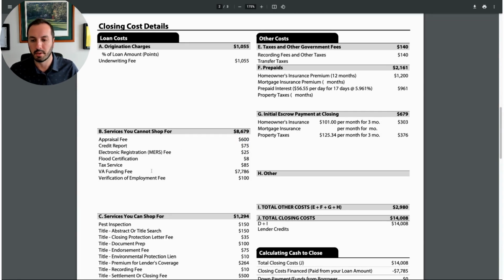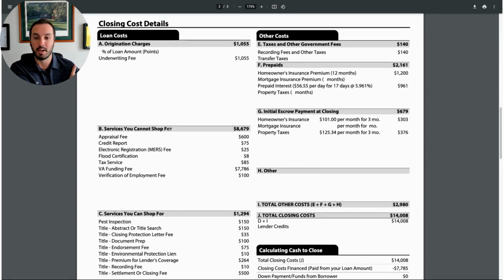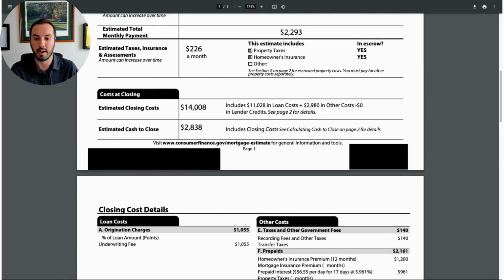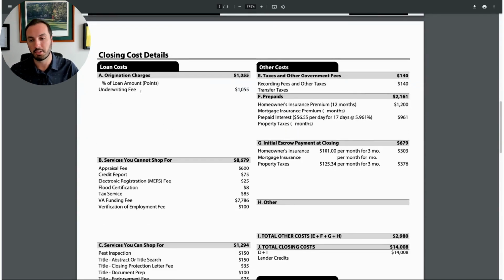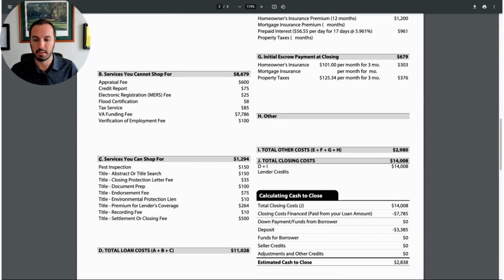And then all these little fees from here. As far as that cash to close number, comparing is a hard one to do, and that's why I always say just look at the interest rate in section A and B, because that cash to close number can vary quite a bit. Then we get down to section C.